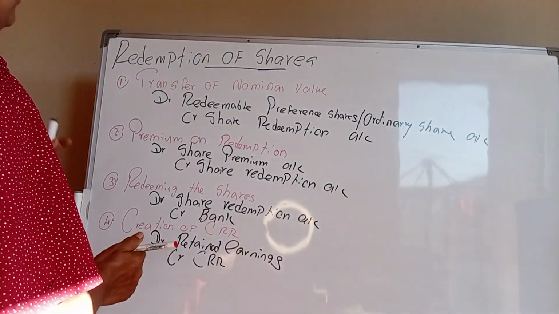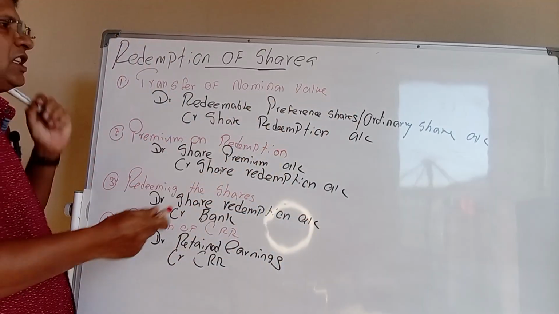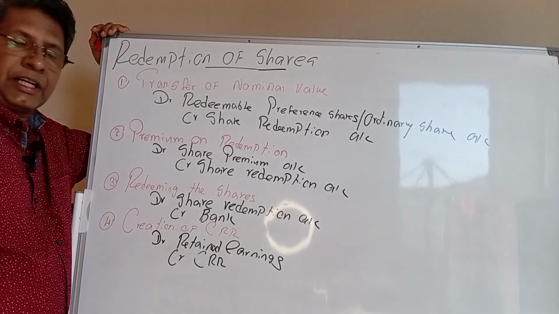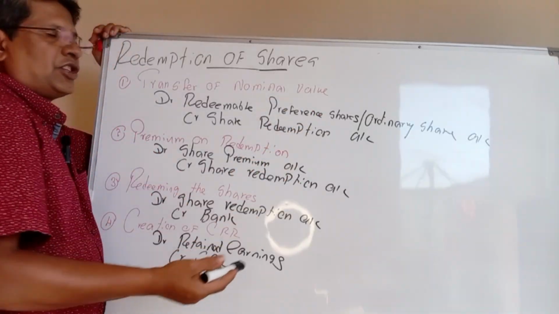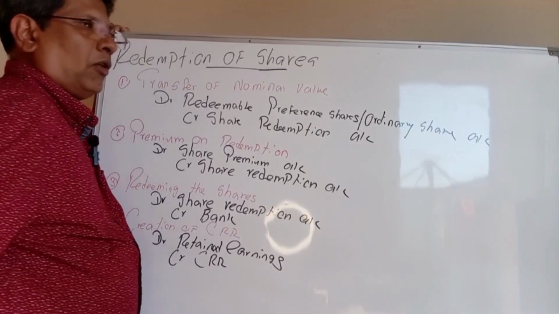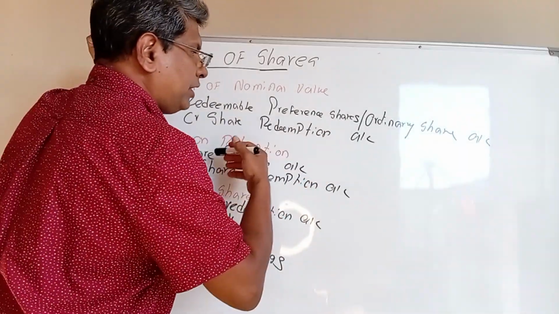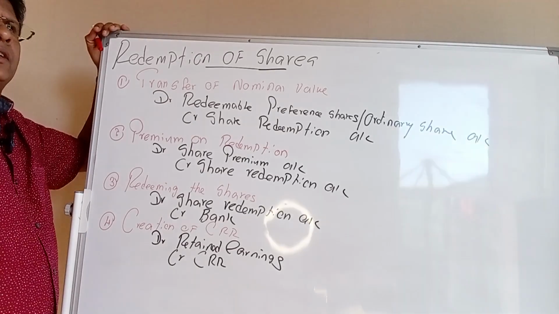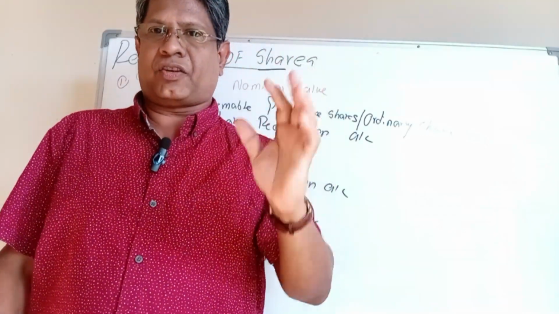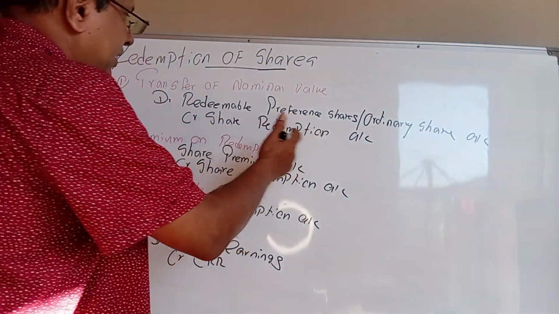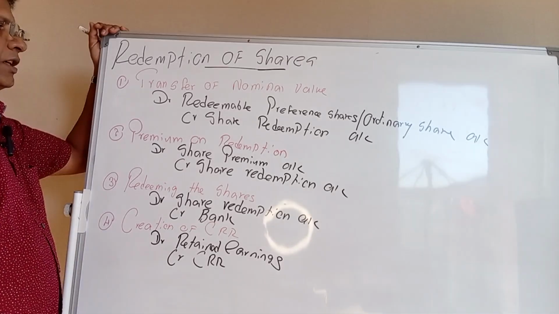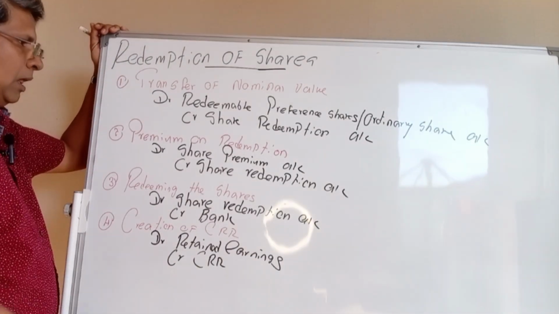Right, the first thing we are going to do is transfer the nominal value of the shares being redeemed. When you transfer the nominal value of the shares being redeemed, you debit your redeemable preference shares or your redeemable ordinary shares account, and you credit your share redemption account. Some students prefer to do it without a share redemption account. I would prefer to go with the basic structure of accounting, so I will go through the share redemption account. Transfer of nominal value: debit the redeemable preference shares account, and credit your share redemption account.